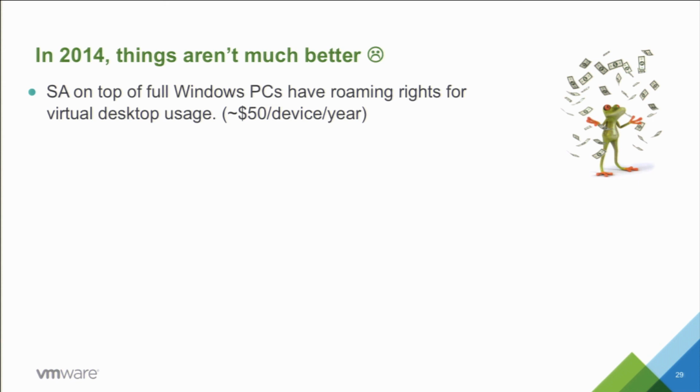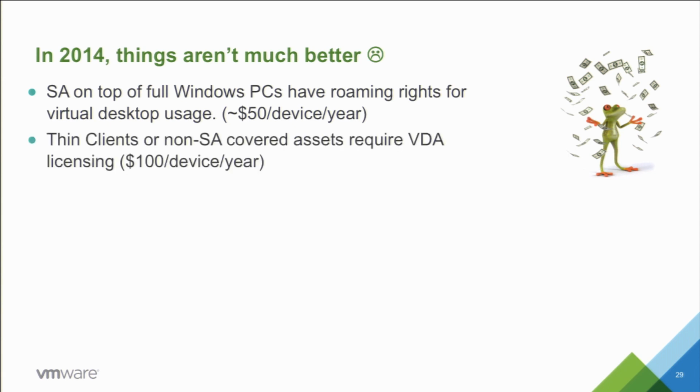You have two options to do VDI. You can license SA on top of a full Windows PC, and you get extended roaming rights where you can use it on VDI at the same time. This is about $50 per device per year. The problem is you're still managing a Windows device at the endpoint. Most people want to get out of the business of managing Windows devices at the endpoint. They want to do a thin client or zero client or something like that. If you do a thin client or a zero client, then you have to buy VDA licensing, which is $100 per device per year.